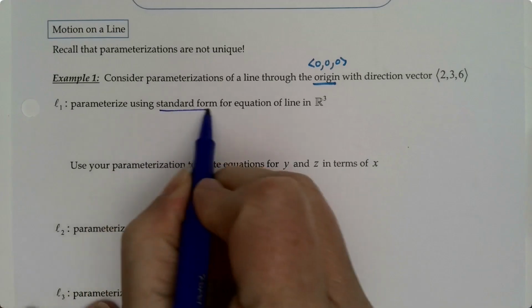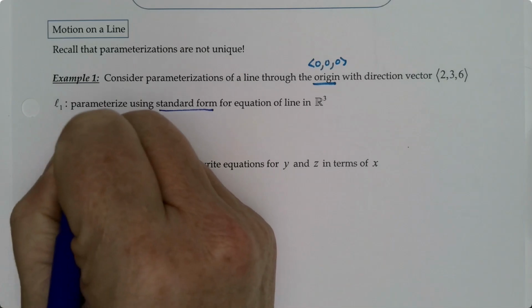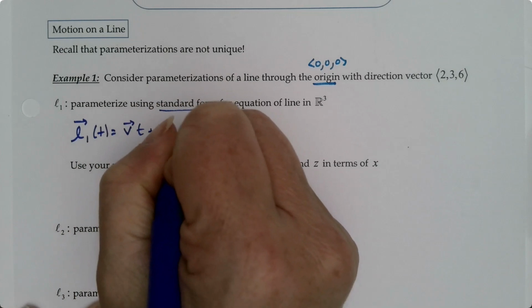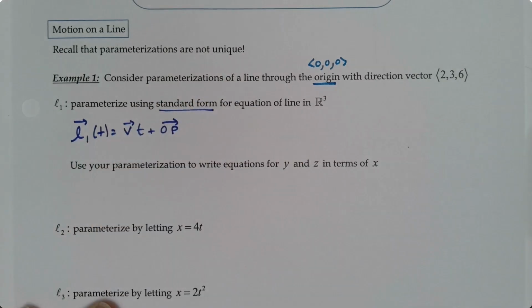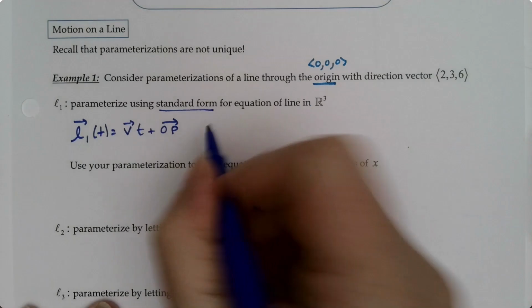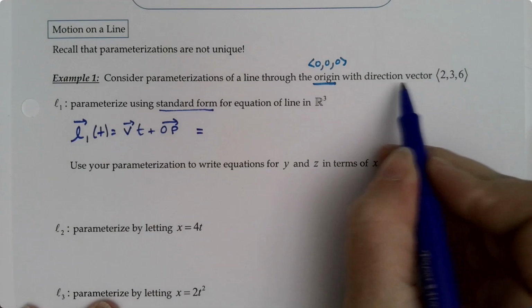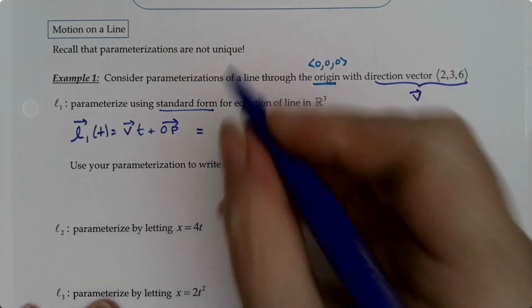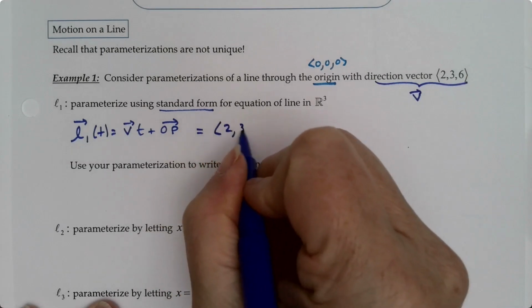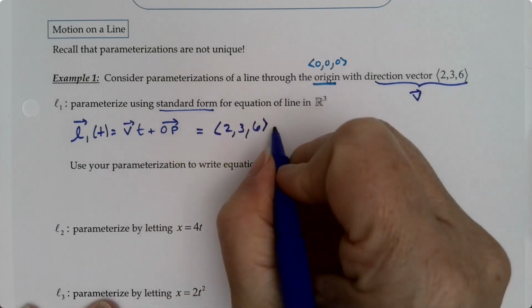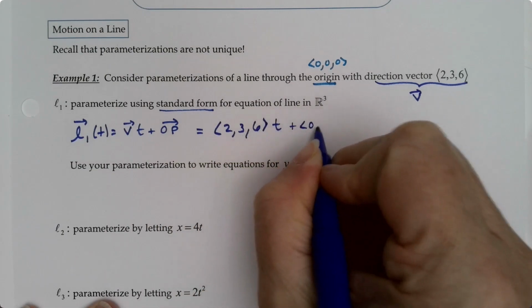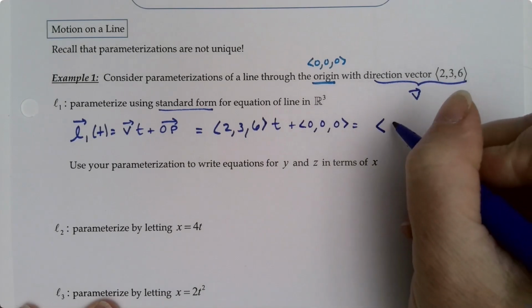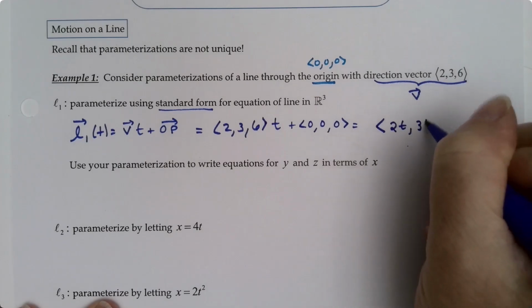Now the standard form is the line would be equal to the direction vector times t plus the point, right, in vector form. Okay, so if my direction vector, this is v right here, is 2, 3, 6 times t plus the origin, which is 0, 0, 0. So that means that I could parameterize this line with 2t, 3t, and 6t.